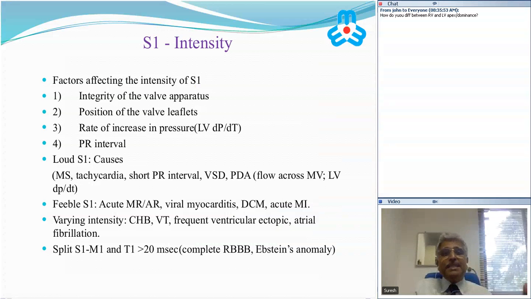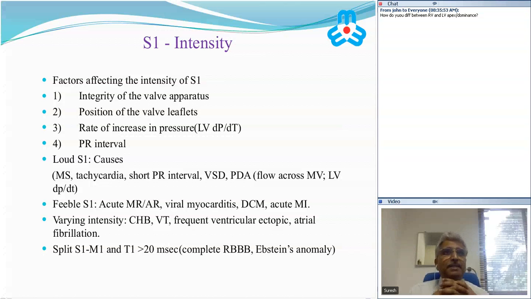We said the intensity of the first sound is an important thing that you look for. What decides the intensity of the first sound? You need a valve mechanism which is working well, which we describe as the integrity of the valve apparatus. Supposing the valve is densely fibrosed or calcified, the first sound is going to be soft, even if everything else is alright. That is what would occur in calcific mitral stenosis. Or the position of the valve leaflet.